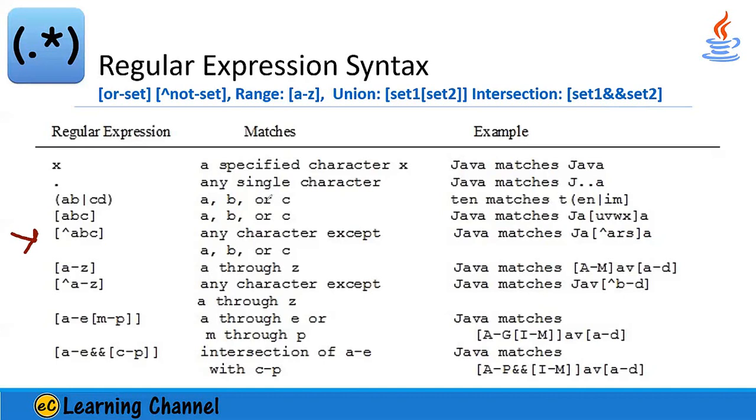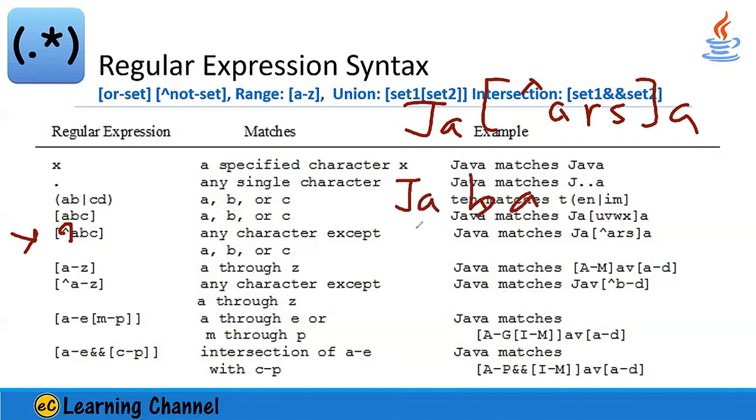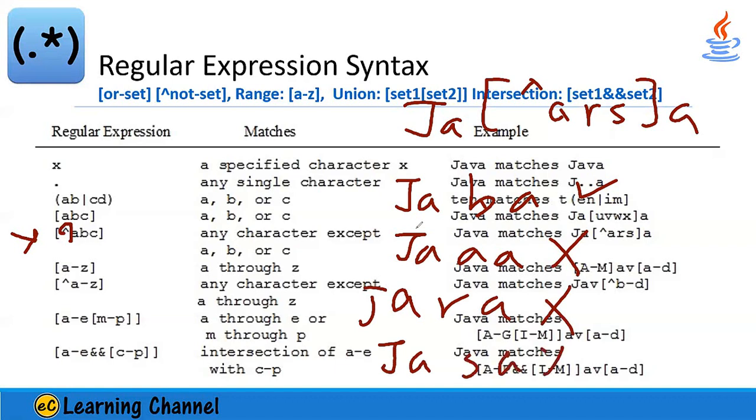So here we have any character loop like that. Okay. So this one, if I have a caret, means no A, no B, no C. So I can have J, A, no ARS. Okay, no ARSA means JABA okay, JAAA not okay, JARA not okay, JASA not okay, JA2A okay. You know what I'm saying? So when there is a caret, this is a negation set.